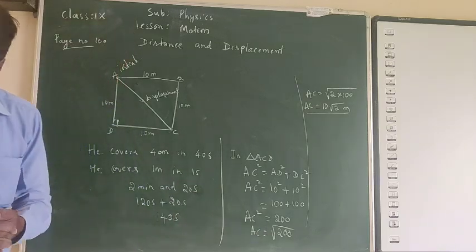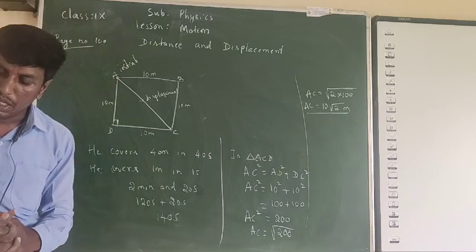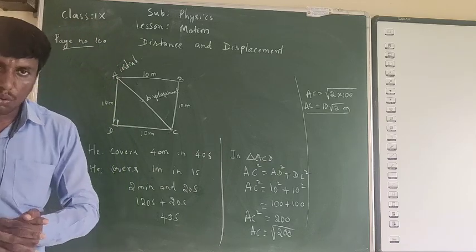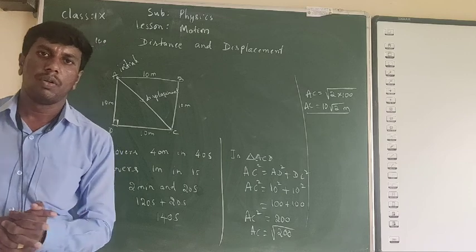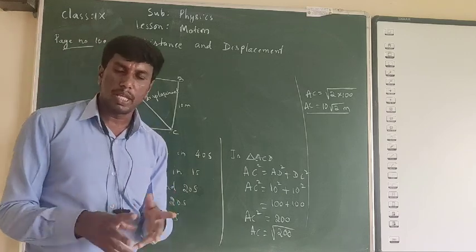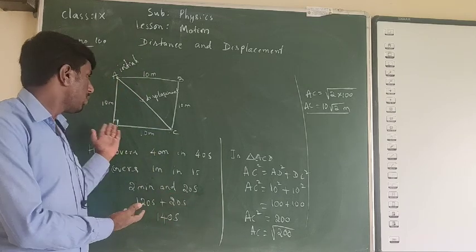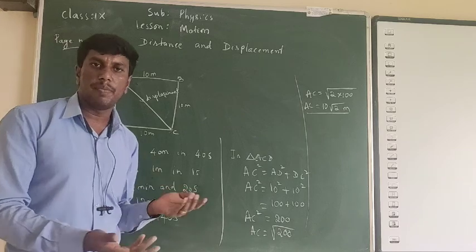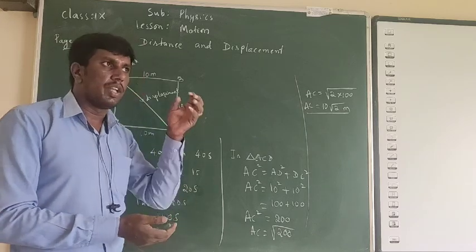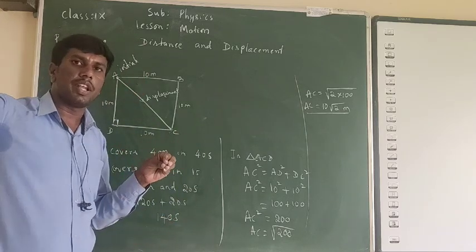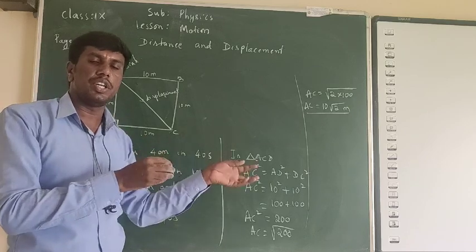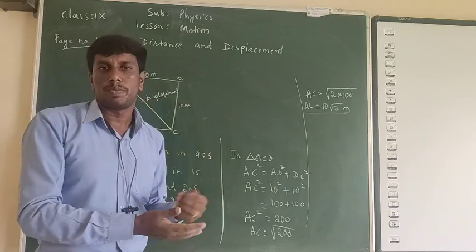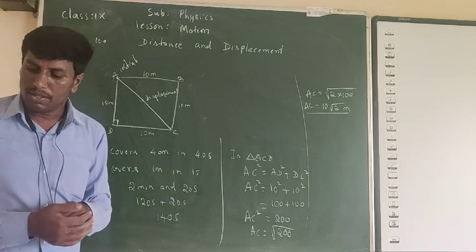Third one, which of the following is true for displacement? It cannot be 0. Is that true? No, it is false. Displacement can be 0. I have told you earlier. If a person starts from one point, goes somewhere else and again comes back to the same point, then the initial and final positions are the same. So displacement is 0. So that is false.